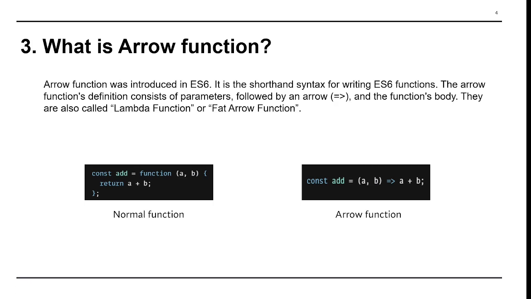The next question is, what is arrow function? Arrow function was introduced in ES6 and it is the shorthand syntax for writing ES6 functions. They are also called lambda functions or fat arrow function. On the right hand side, there is an example of a normal function, and on the left hand side is an arrow function. We can see here we don't have to use the function keyword in the arrow function, and using the return keyword is also optional.